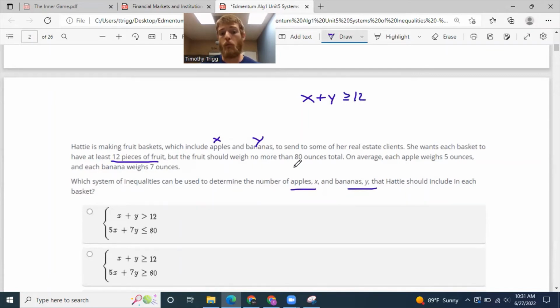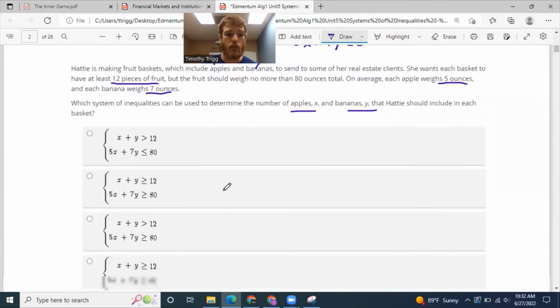But it should weigh no more than 80 ounces. On average, each apple weighs 5 ounces and each banana weighs 7 ounces. So 5 ounces times the number of apples plus 7 ounces times the number of bananas, and she wants it to weigh no more than 80 ounces. So the weight should be less than or equal to 80 ounces. Okay, so this should be your system of inequalities. Just click the correct one there.